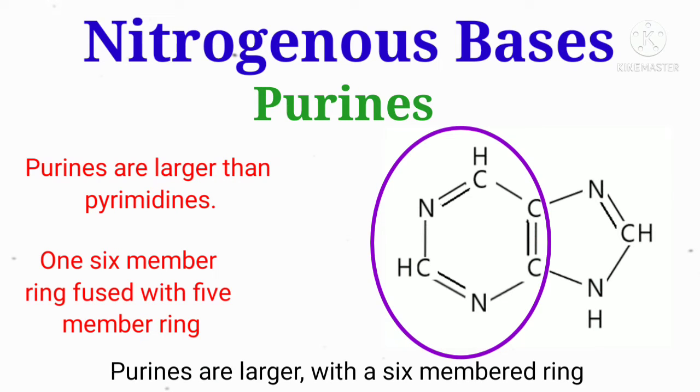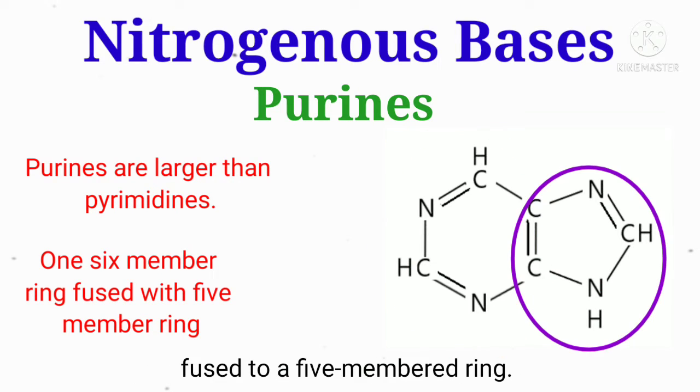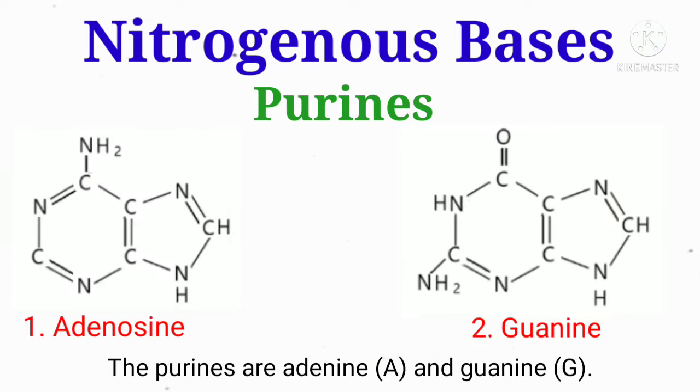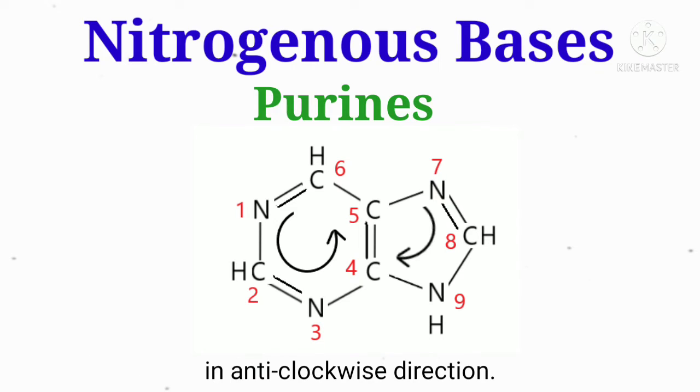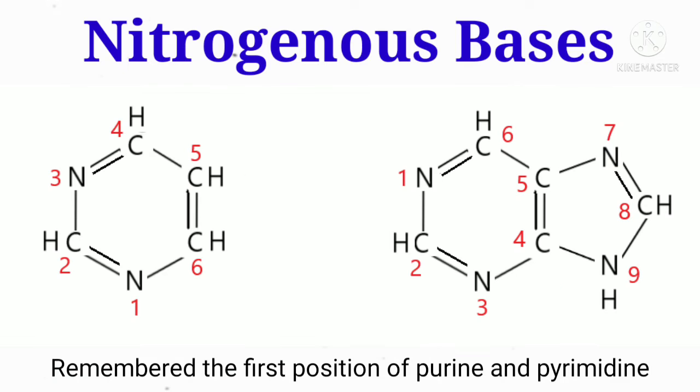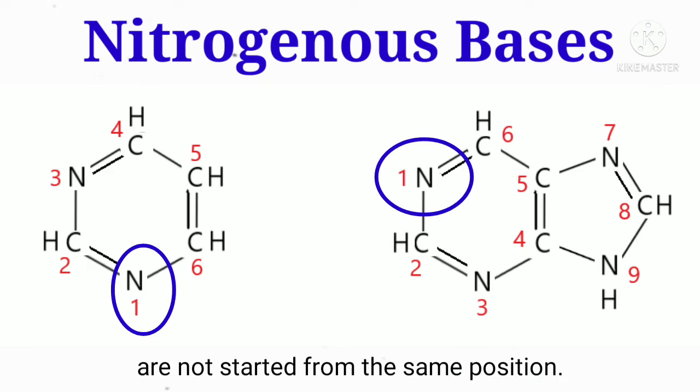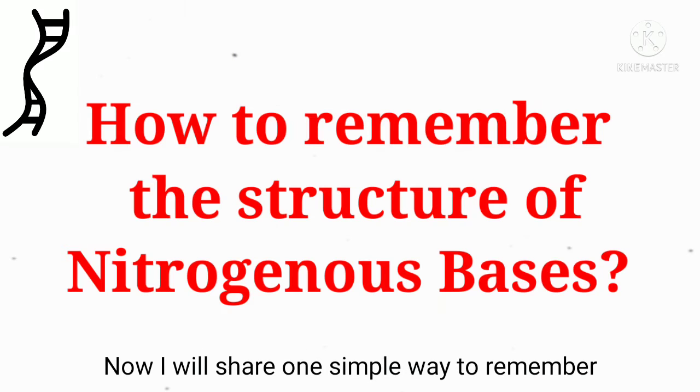Purines are larger, with a 6-member ring fused to a 5-member ring. The purines are adenine and guanine. Atoms in these bases are numbered from 1 to 9 in anti-clockwise direction. Remember, the number 1 position of purine and pyrimidine are not from the same position.